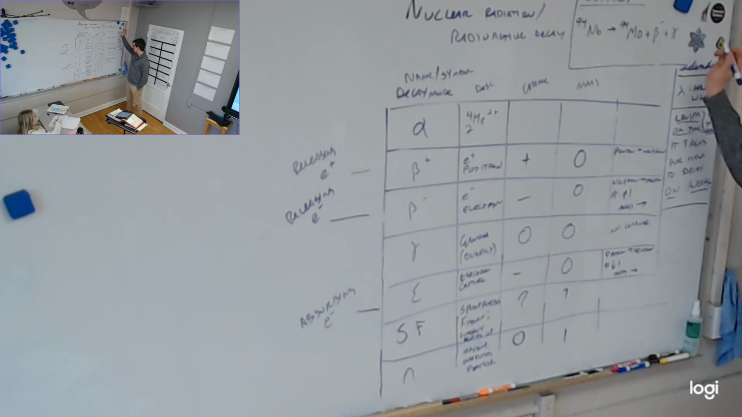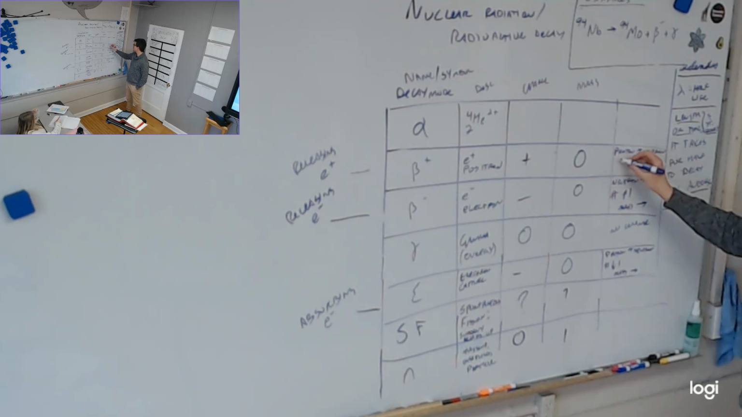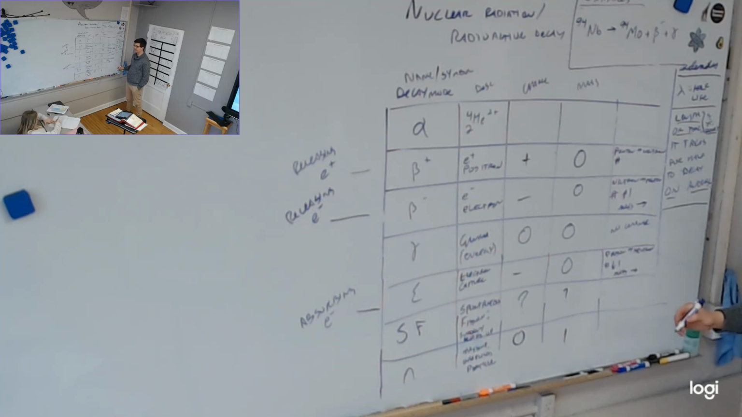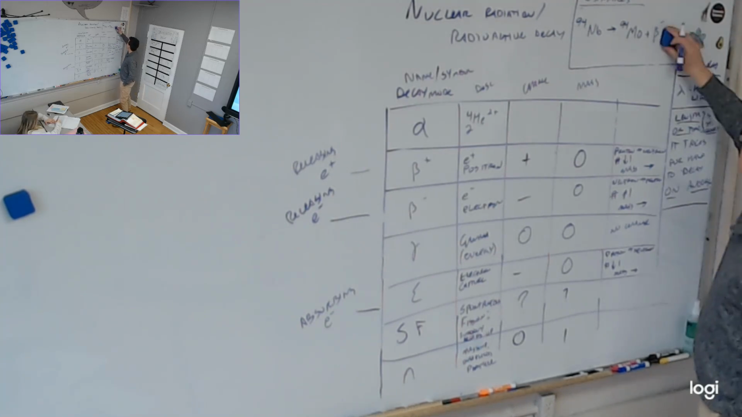There's only 4. So then, would the atomic number change? Nope. Try again. The atomic number will change. How? It'll go down 1. The mass will not change. Yes. The mass will not change.